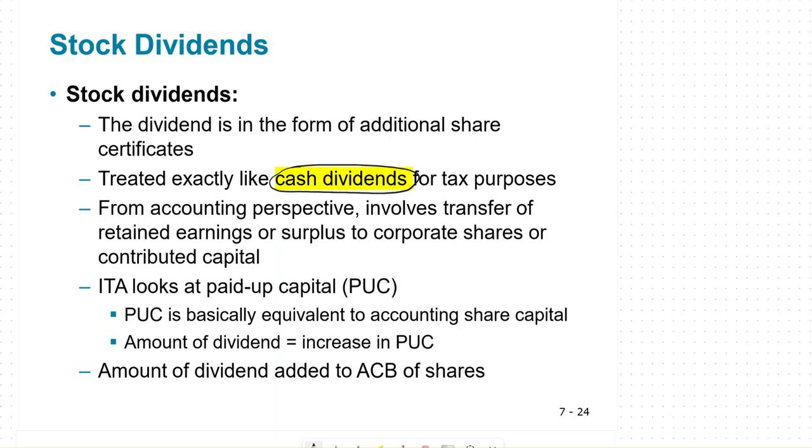If you have more shares that you own, from the accounting perspective there is a transfer of retained earnings or surplus to the corporate share capital. So I'm just going to show you the entry. We have a stock dividend, and then the credit will be your common shares, or some companies charge it to the retained earnings. That's the accounting treatment.